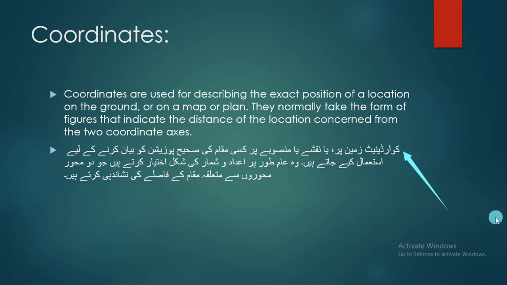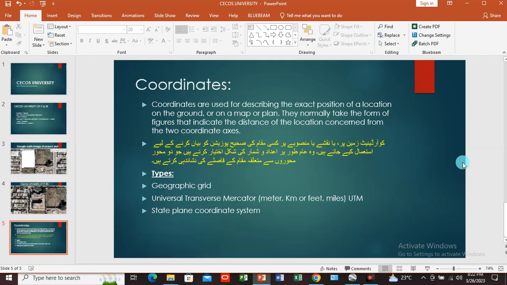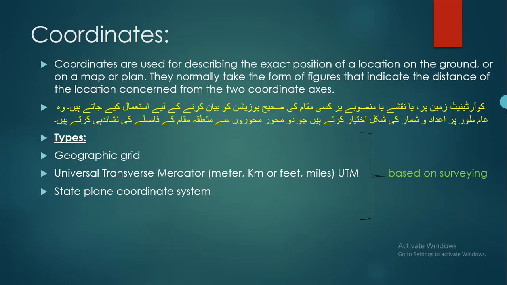So there are three types of coordinate systems which are used in surveying. This is based on survey. Basically we have three coordinate systems based on surveying, which are used in engineering, in different navigation systems, harbor engineering, civil engineering, basic civil engineering, surveying engineering, and different ships, such as the geographic grid.